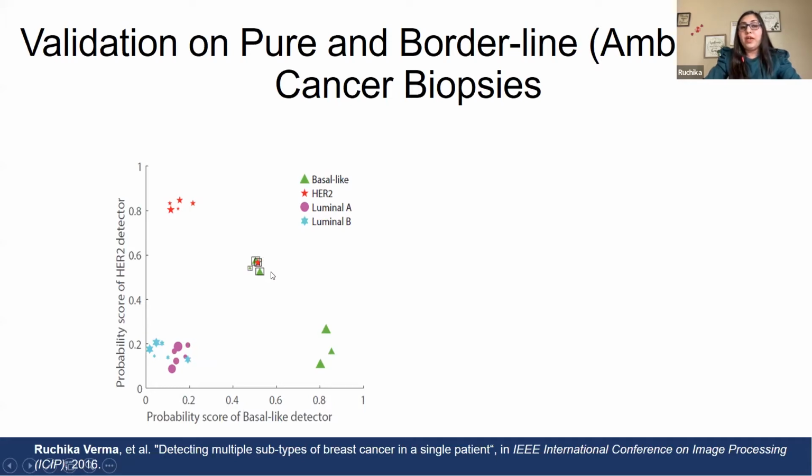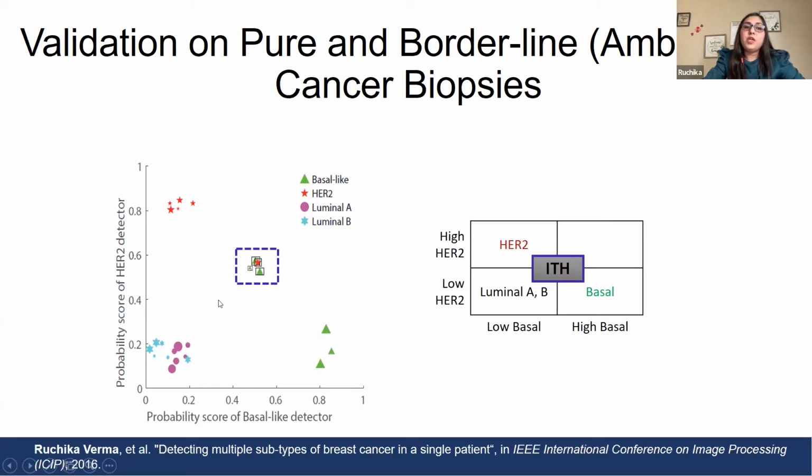But for the patients which we identified as borderline using molecular data, when we looked at these patients using pathology data, we also saw that we achieved approximately 0.5 probability from the basal-like detector as well as the HER2-like detector. So these are the patients which had higher intratumoral heterogeneity. And we can also interpret this using the figure shown on the right, where the bottom right shows pure basal patients with higher probability, and the top left shows pure HER2 patients, which showed higher probability when passed through the HER2 detector.